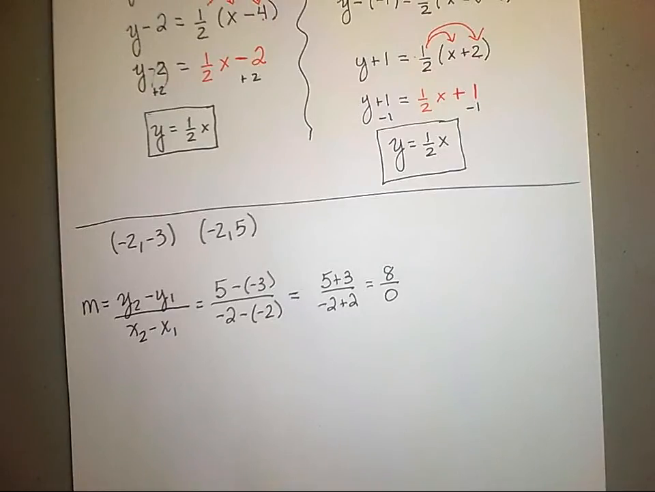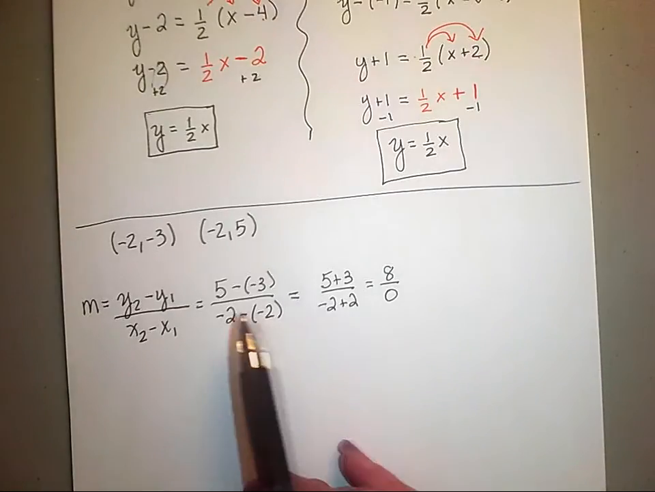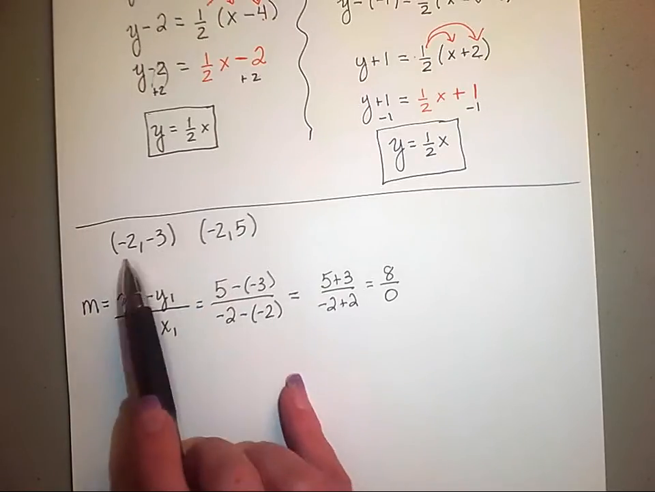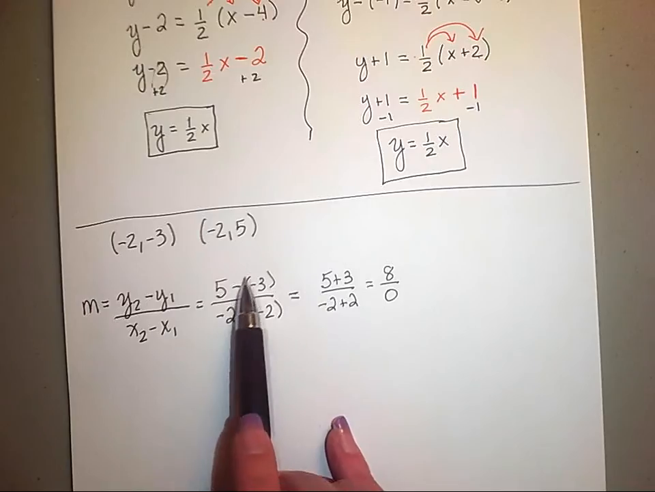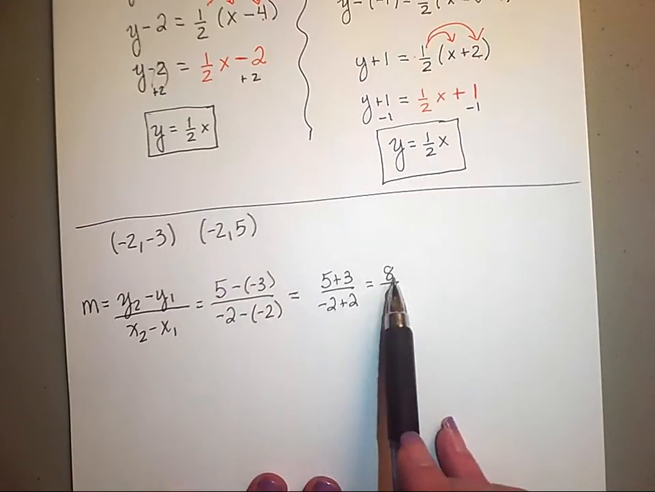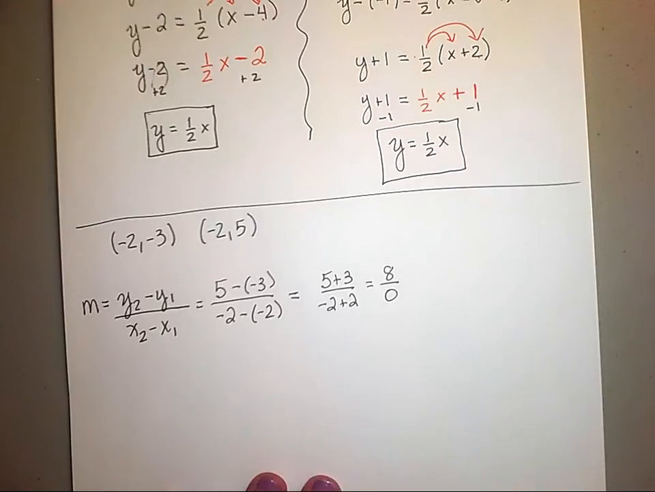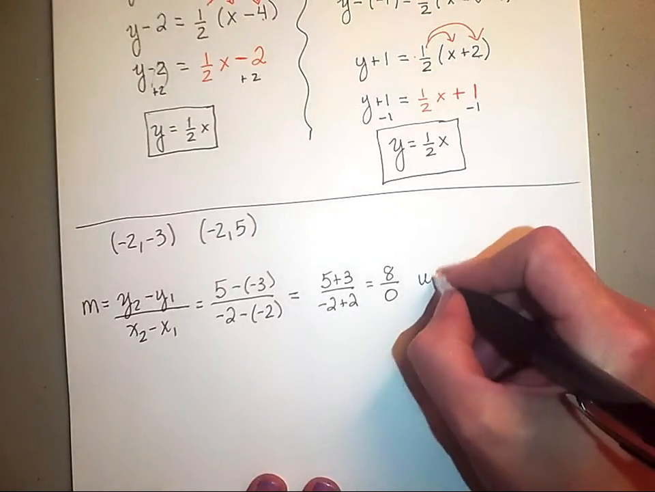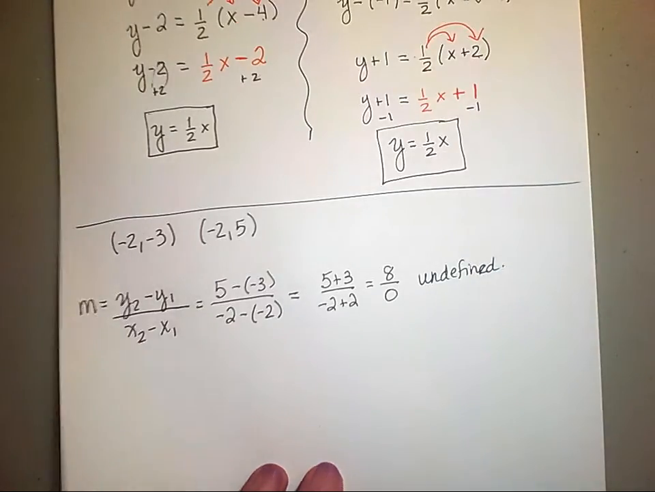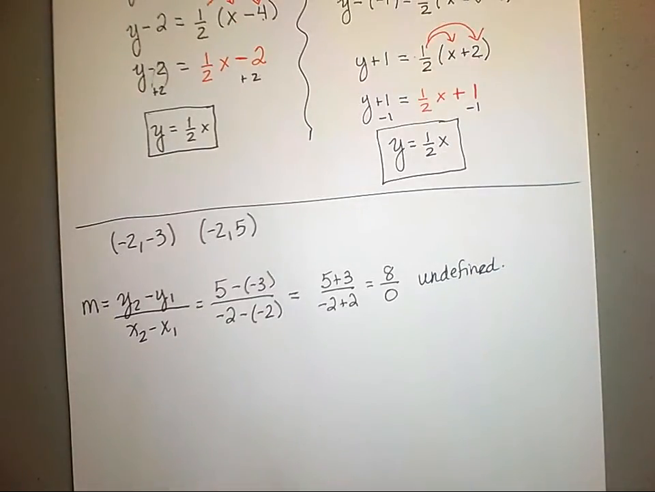So what will we do with this? Well, we'll double check ourselves just to make sure. -5 minus a minus 3, -2 minus a minus 2. These minuses become a plus, and these two minuses become a plus. 5 and 3 are 8. -2 plus 2 is 0. Well, now we find that the slope of the line is undefined. Okay, that's fine. Certain lines do have undefined slopes, so we just have to remember which slope is undefined.